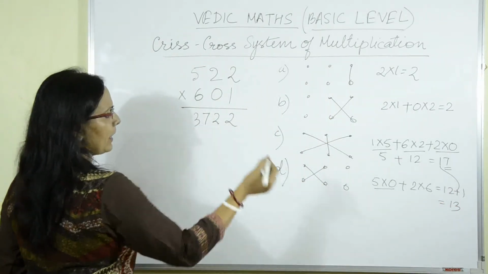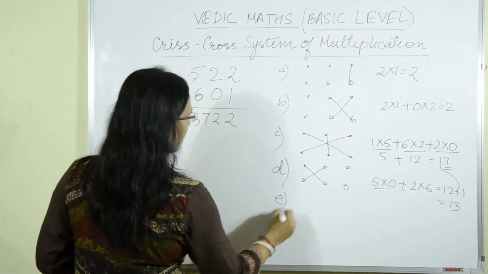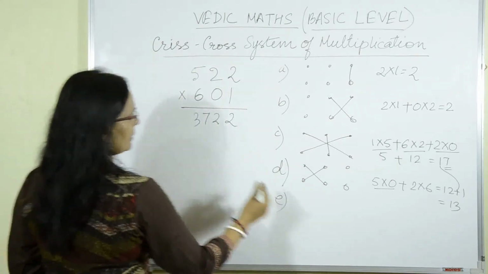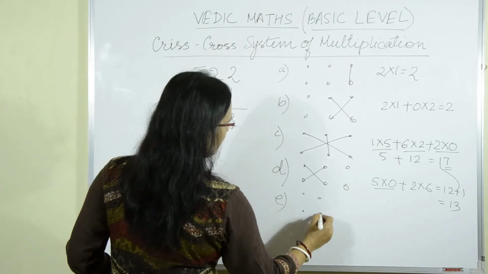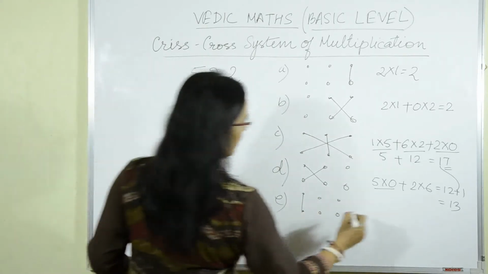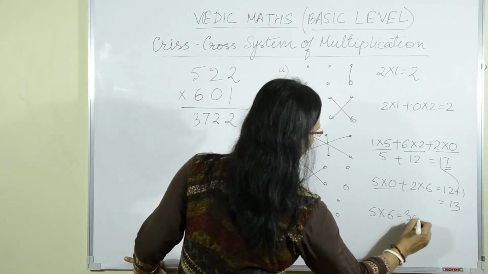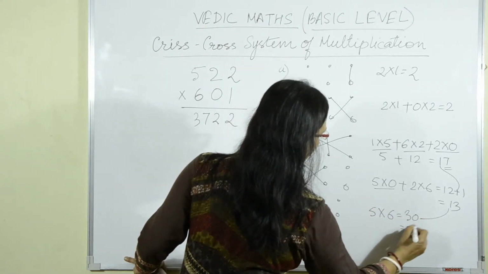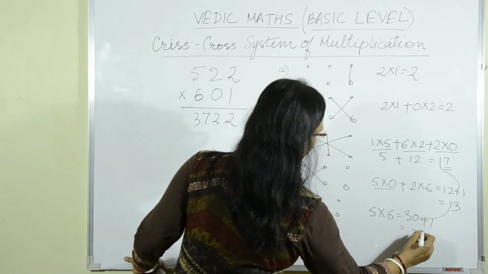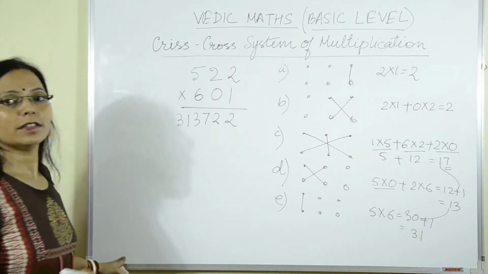So I write 3 and I carry 1 to the next step. Now I come to the last step. Last step is this, where I multiply these two numbers. These two numbers are 5 into 6, where I have 30, and with this one I have 31. So I write 31 here.